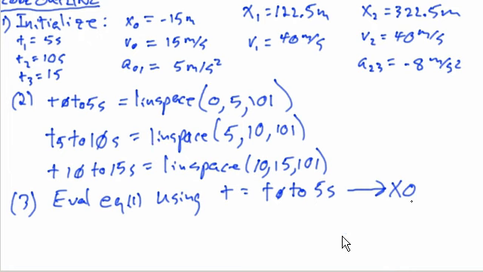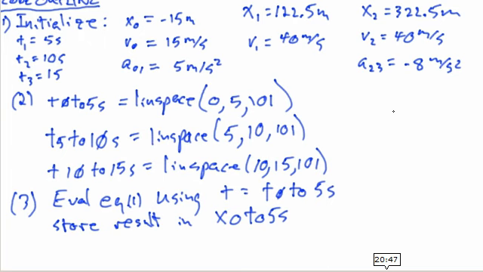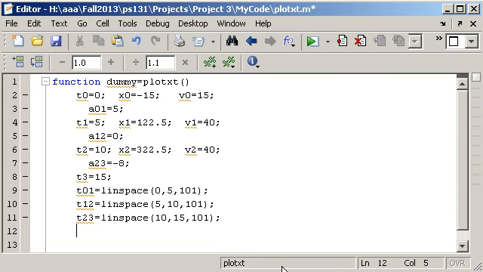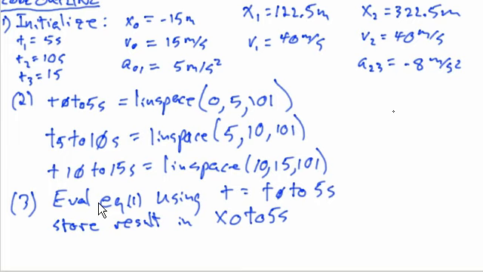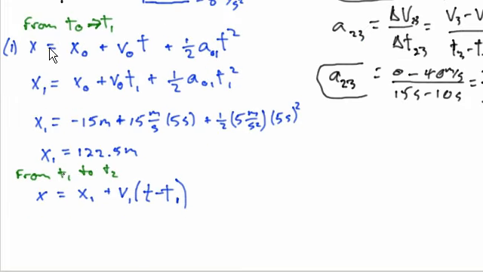Using my time 1 to time 0 to time 1 and stick that in x0 to 5 seconds. I'm going to call that x01. So x01 equals, and I got to find equation 1. There it is. X is equal to x0 plus v0t plus 1/2 a0 to 1t squared.